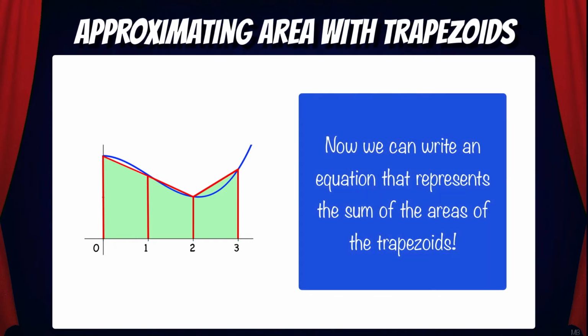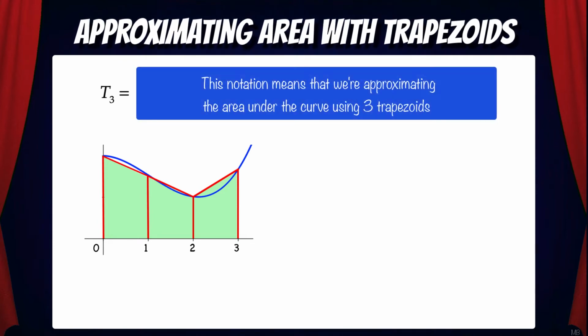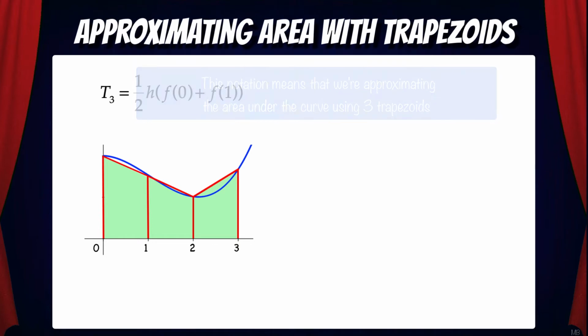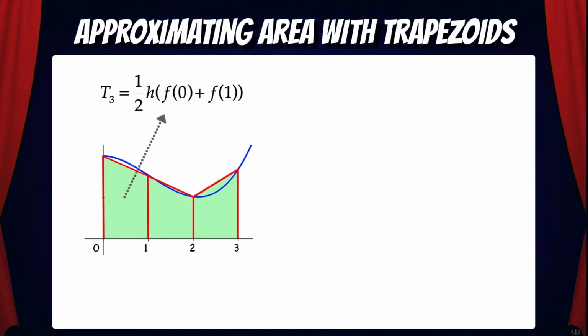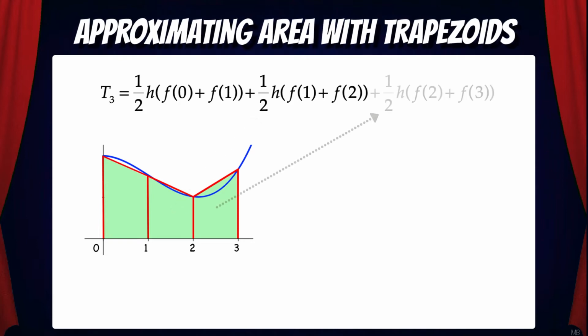Now we can write an equation that represents the sum of the areas of the 3 trapezoids. We're going to call this T sub 3. This notation means that we're approximating the area under the curve using 3 trapezoids. The area of the first trapezoid is 1/2 times the height times the quantity of f of 0 plus f of 1. The area of the second trapezoid is 1/2 times the height times the quantity of f of 1 plus f of 2. The area of the third trapezoid is 1/2 times the height times the quantity of f of 2 plus f of 3.